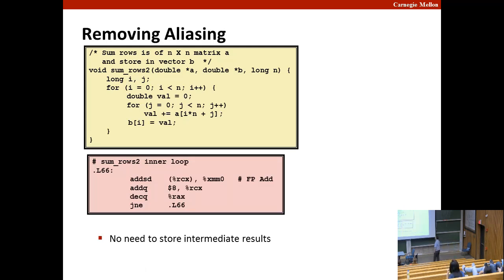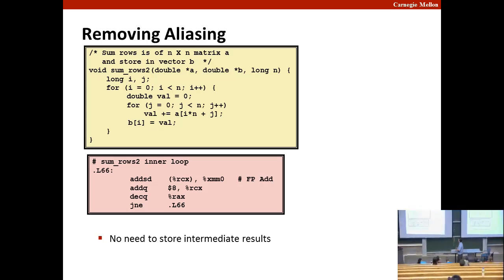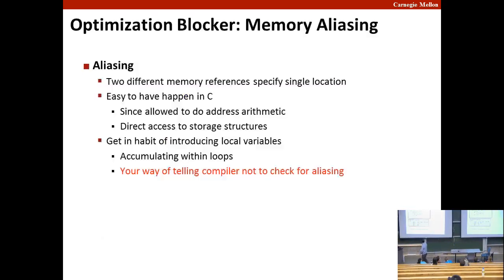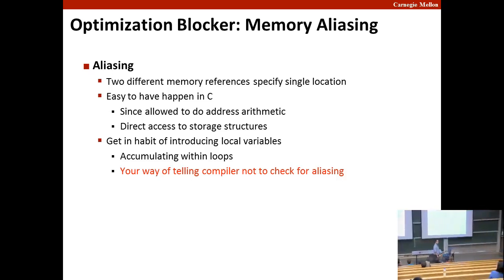Removing aliasing. Anytime we have the same value pointed to or identified in more than one way, the compiler doesn't know what's going on in the second use. It's looking at one use. It doesn't know what's going on in the second use. Two different memory references specify a single location. It's easy to have it happen in C because of pointers. This allows direct access to storage structures. The compiler now has to deal with this aliasing effect.